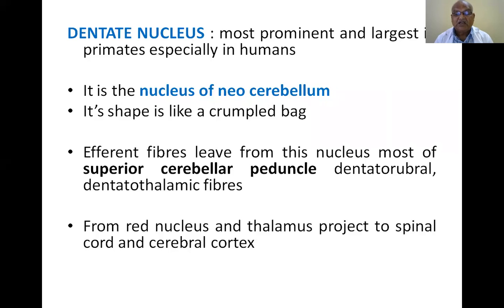From the red nucleus and thalamus, they project to the spinal cord and cerebral cortex. So the axons coming from the neurons present in the dentate nucleus go through the superior cerebellar peduncle to enter the midbrain. The red nucleus is present in the midbrain. From there, certain fibers go to the thalamus. From the thalamus, certain fibers go to the spinal cord below and also to the cerebral cortex above.